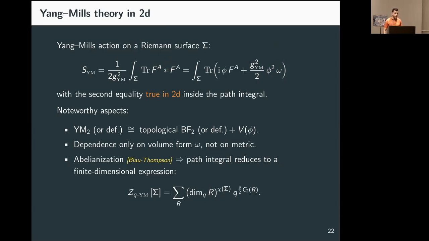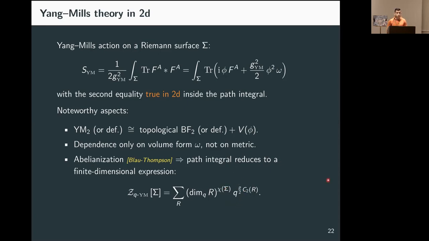Also, for 2D Yang-Mills, the path integral localizes and reduces to a finite dimensional expression, which is in fact a discrete matrix model. So I've shown here the expression for q-Yang-Mills that I will define in the next slide. If you only want ordinary Yang-Mills, just forget about the q. So the sum is over irreducible representations of the gauge group. Dim_q is the so-called quantum dimension, which is a one-parameter deformation of the usual notion of dimension. Chi is, of course, the Euler characteristic of our Riemann surface. q is the deformation parameter as before.